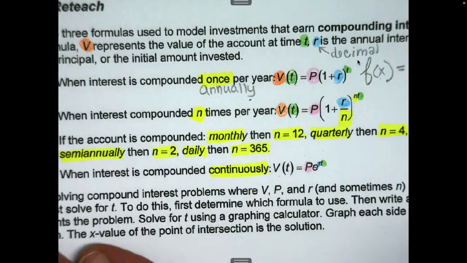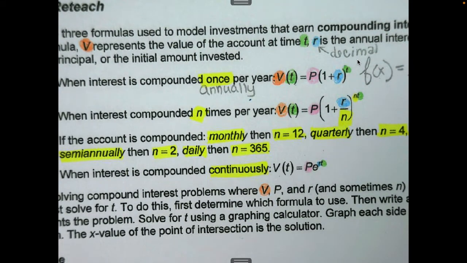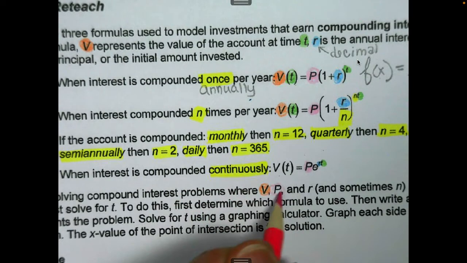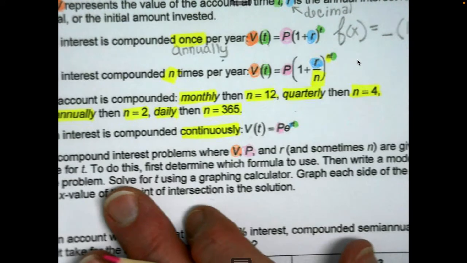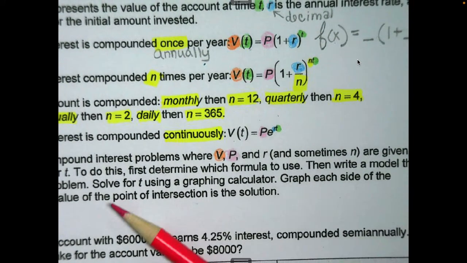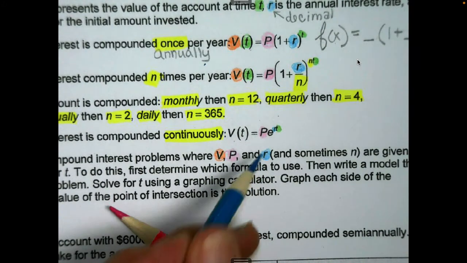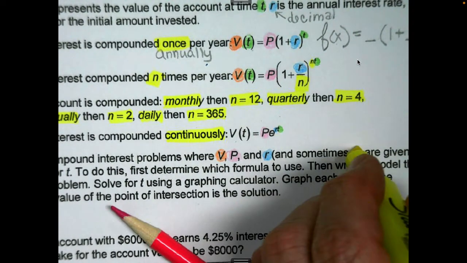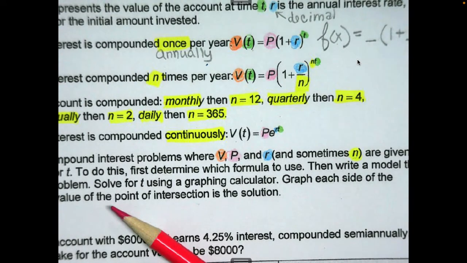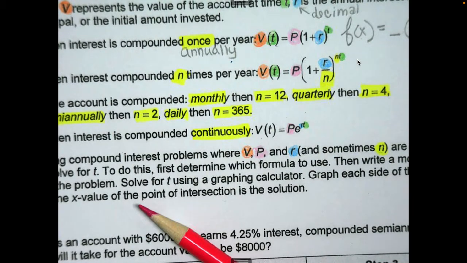So it says solving compound interest problems where you get the value at a certain point in time. You have your principal that you put in the bank to begin with, and they're trying to sell you a product at a certain rate. Okay, and sometimes n is given, sometimes it's not. You get to solve for the time. That's where the graphing comes in.